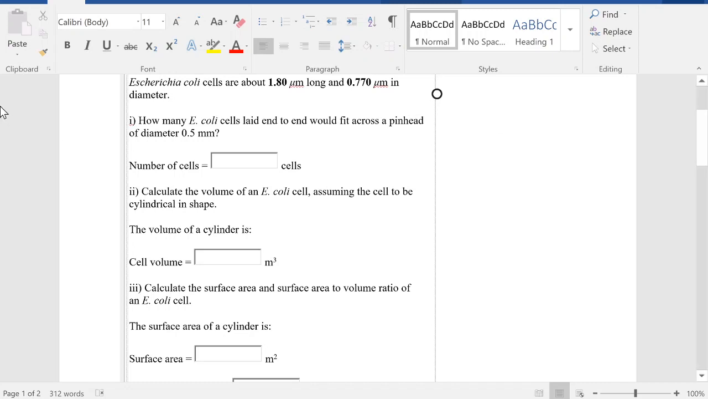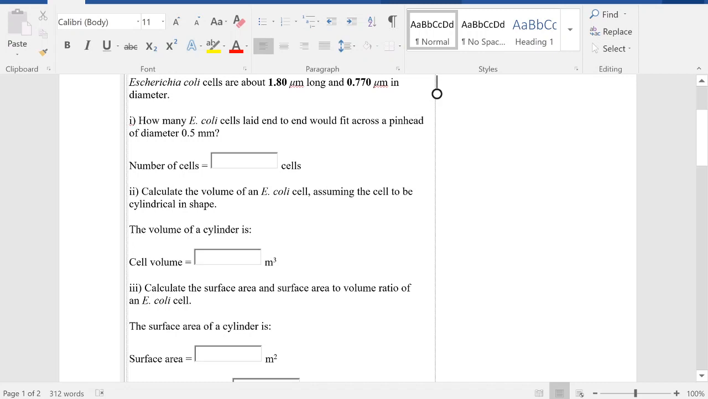So E. coli cells are about 1.8 micrometers long and 0.770 micrometers in diameter. How many E. coli cells laid end to end would fit across a pinhead of a half diameter? Second, we need to calculate the volume of an E. coli cell, assuming the cell to be cylindrical in shape. And then third, we're going to calculate the surface area and surface area to volume ratio of an E. coli cell. Alright, so let's start with the first part.